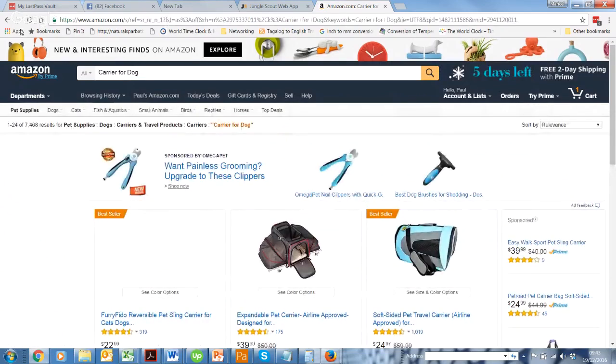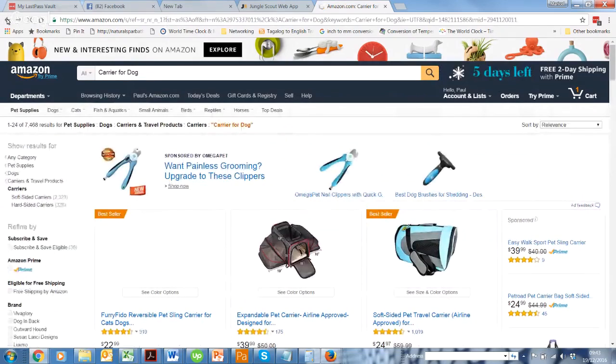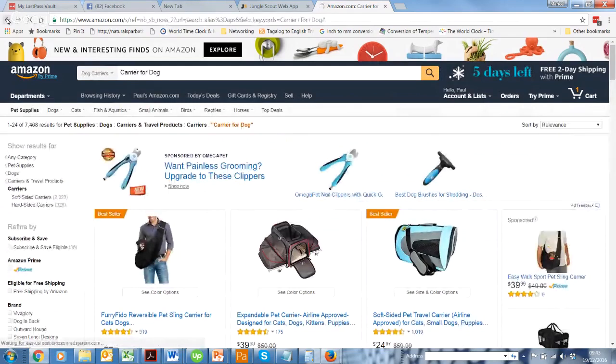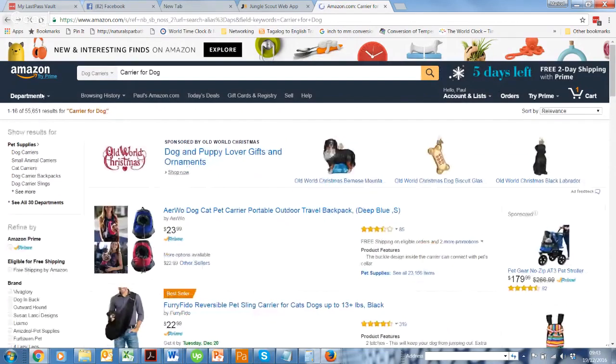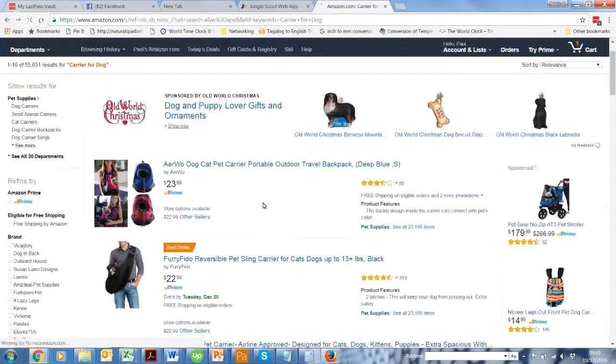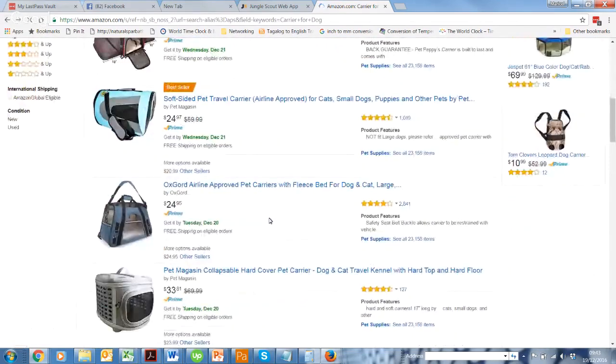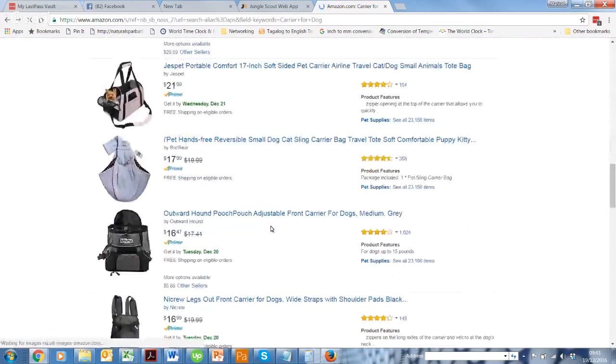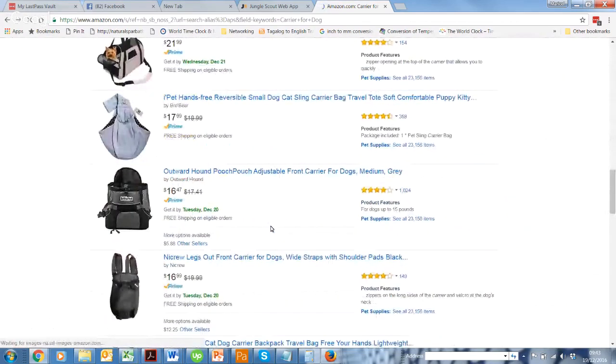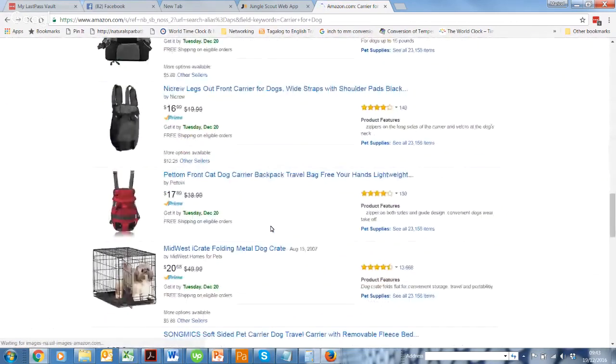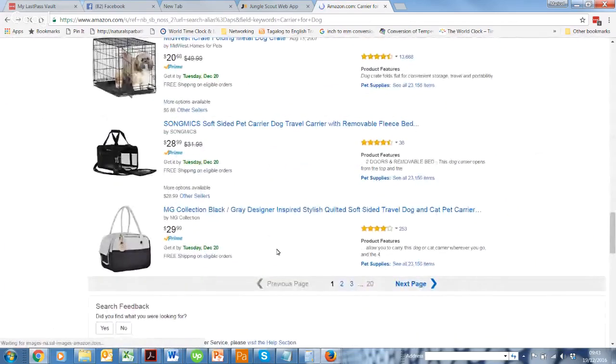Dog carriers. Let's go back, sorry. Bad click on my part. All right, here we go. We're in carrier for dog. Now again, that's just my first initial estimate of a keyword to search for.